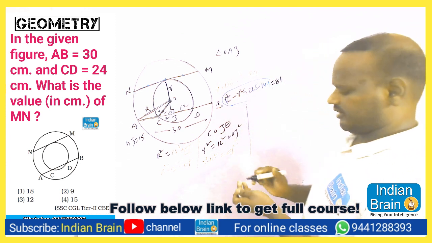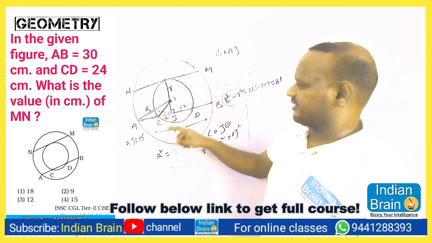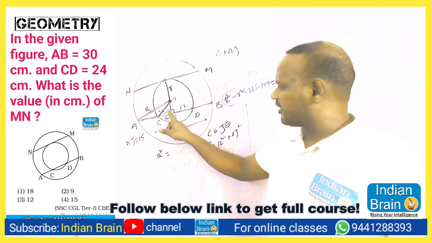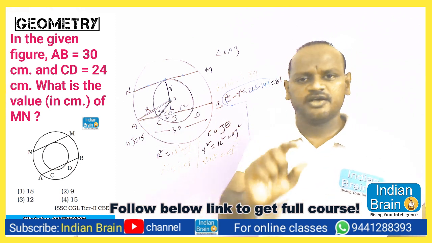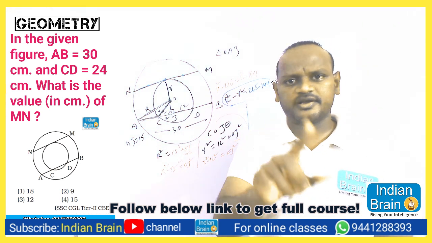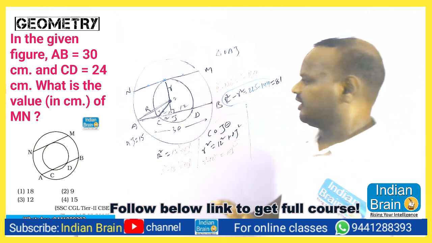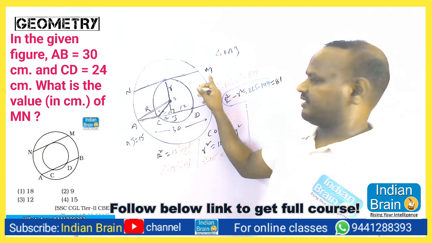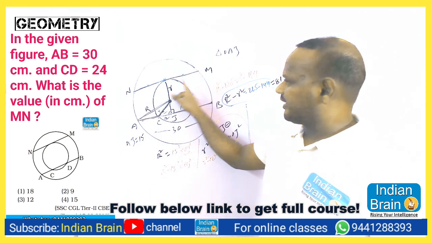According to the downside diagram, below two triangles, the small triangle as well as the capital triangle, from that we can get a relation between capital R and small r. This is the basic idea. Now we need to go for MN. The final question is what? We need to find MN.